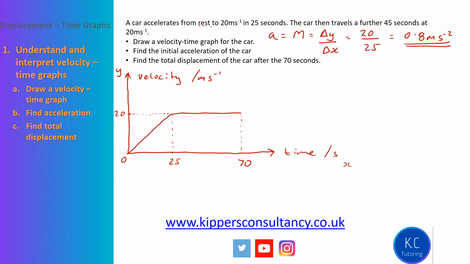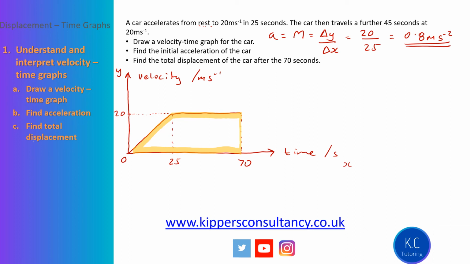Next, we'll find the total displacement of the car after 70 seconds. To find the total displacement of the car, we find the area under the graph. So I'm just going to highlight the shape of this area in orange. So the area under the graph is the total displacement, and you can see that this area is a trapezium.